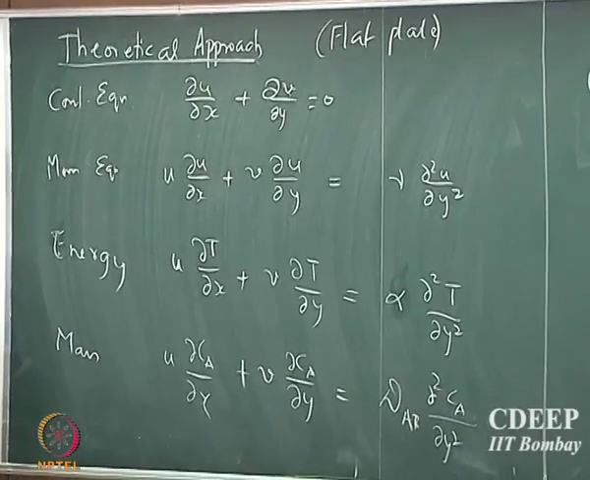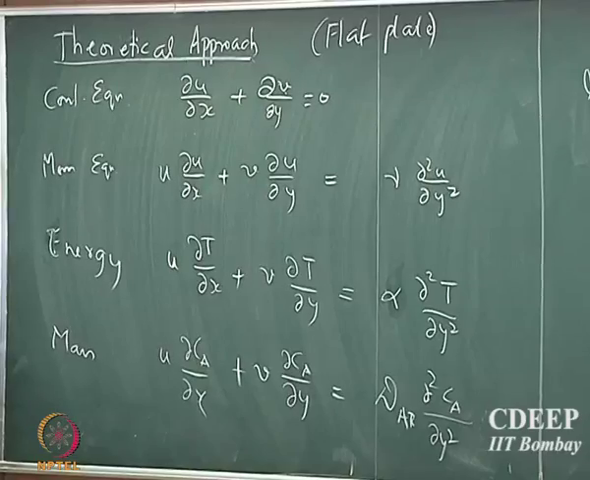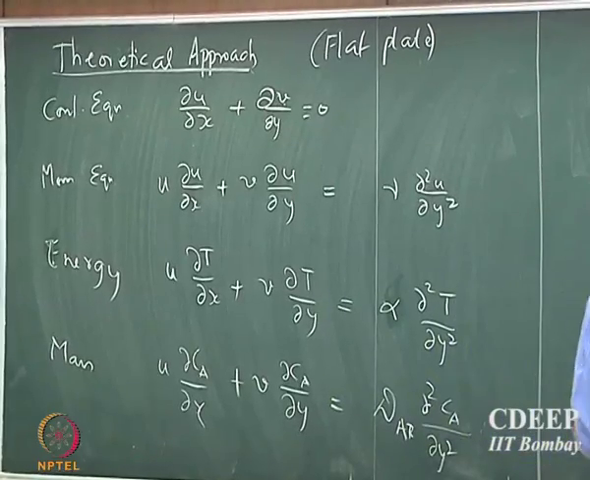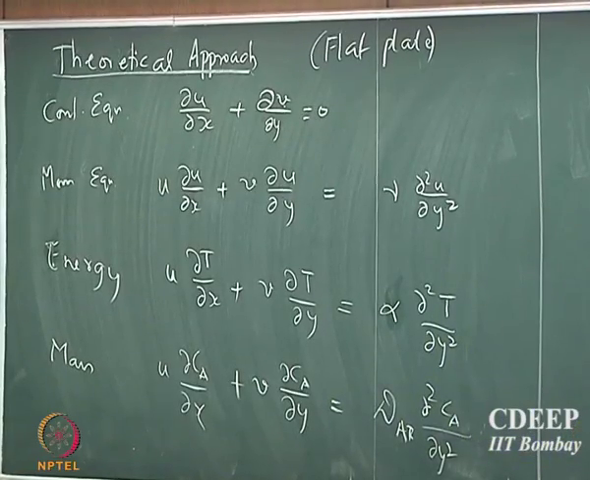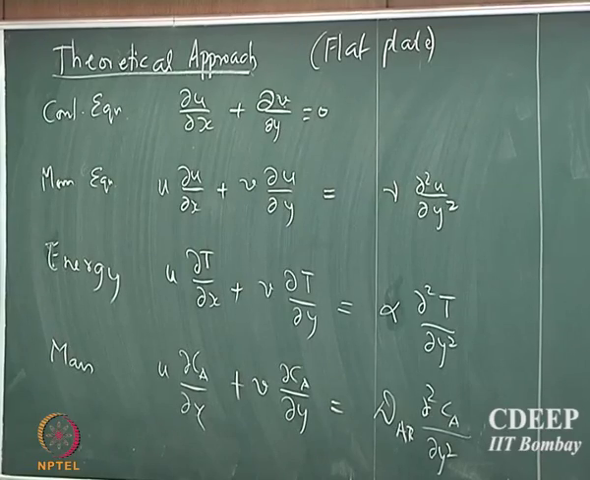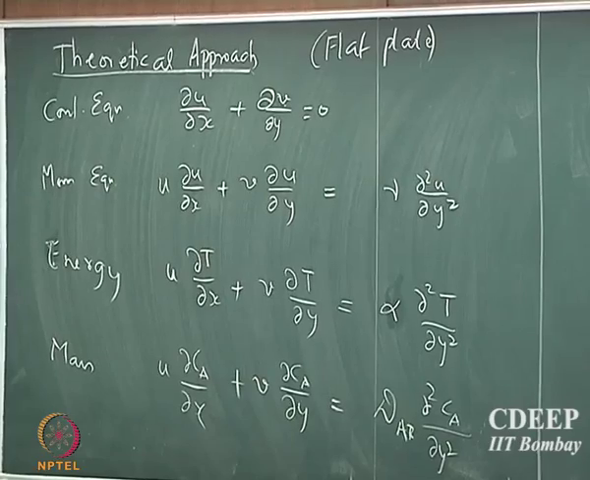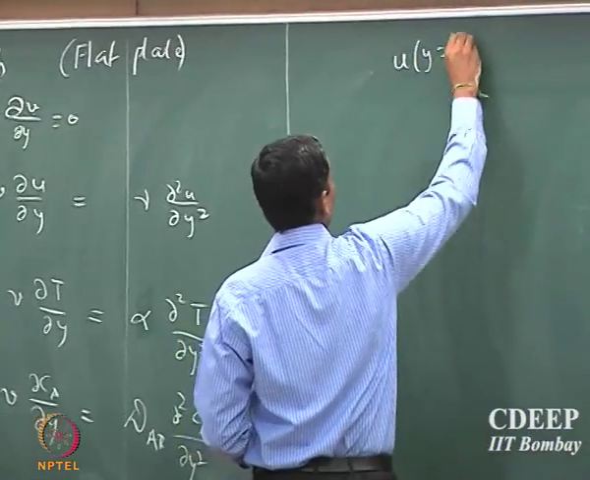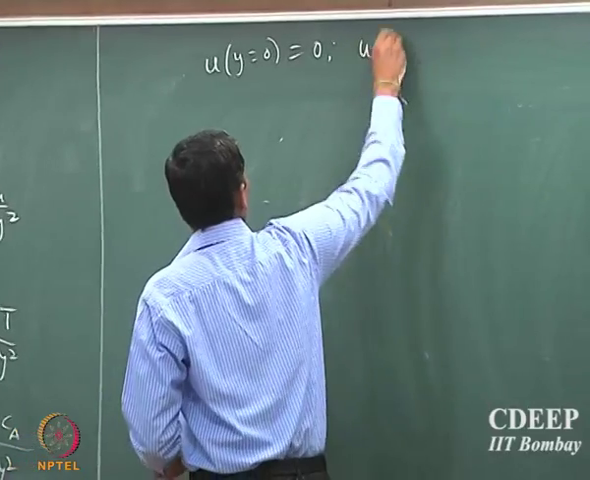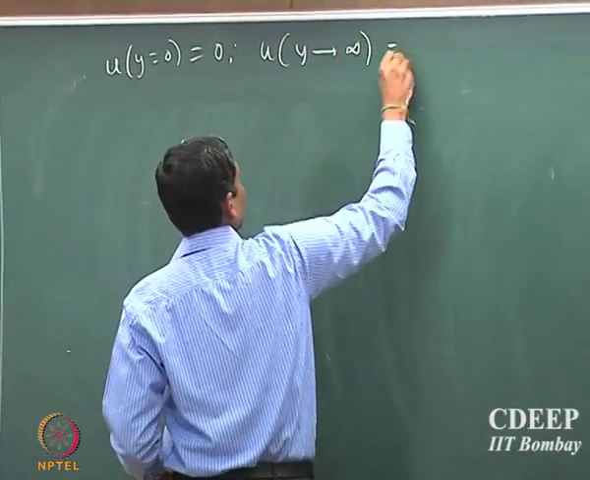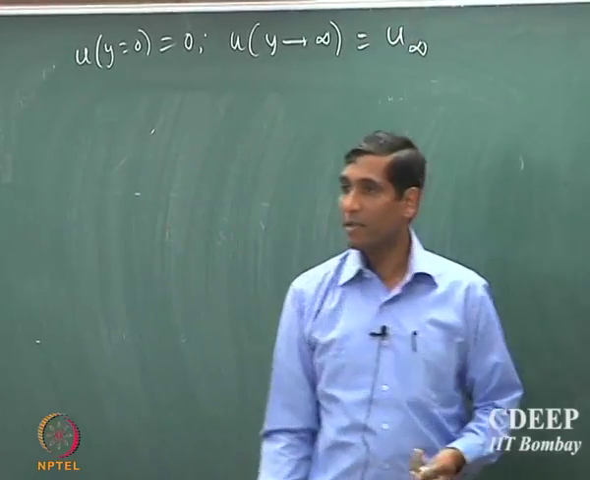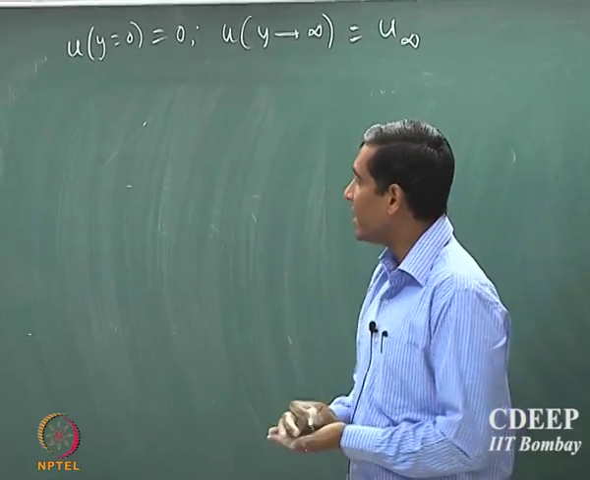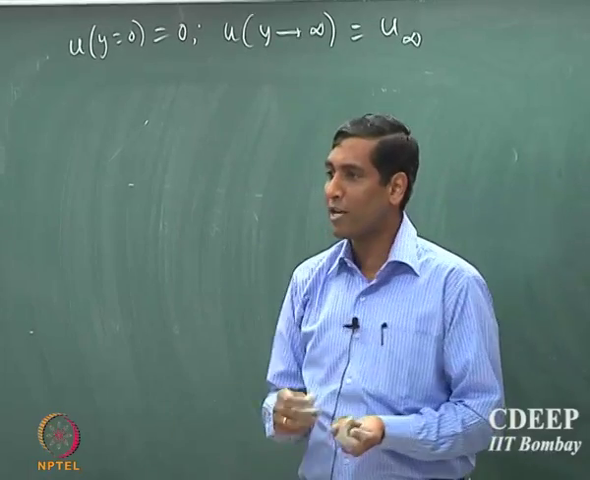What are the boundary conditions? u is 0 at y equal to 0. The boundary conditions are u at y equal to 0 is 0, u at y equal to infinity is u infinity, that is the free stream velocity. du by dy, we do not need that, we are happy with two boundary conditions on y.